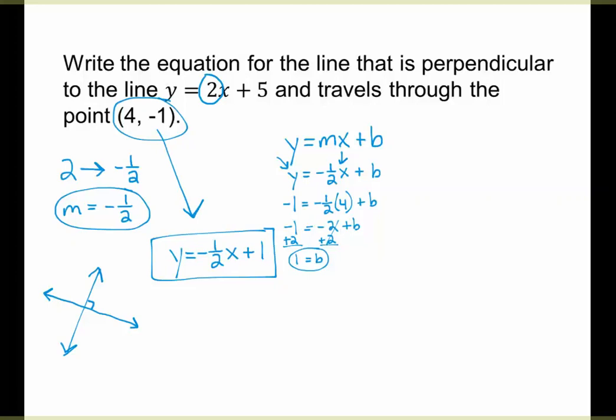So negative 1 equals negative 1/2 times 4, which is negative 2. Negative 2 plus 1 is negative 1. Negative 1 equals negative 1. So that point kind of checks out. That's always a good double check to make sure that you're doing it correctly.